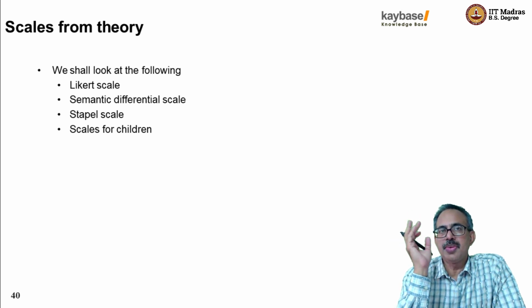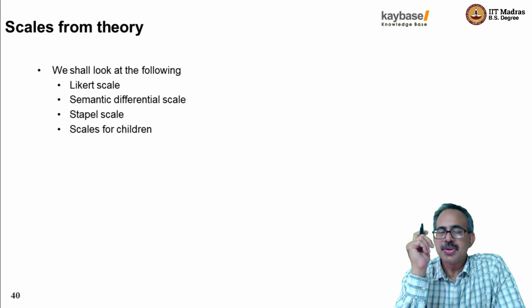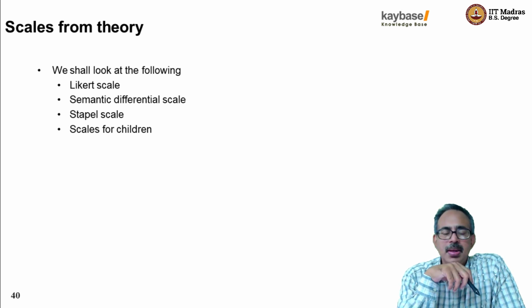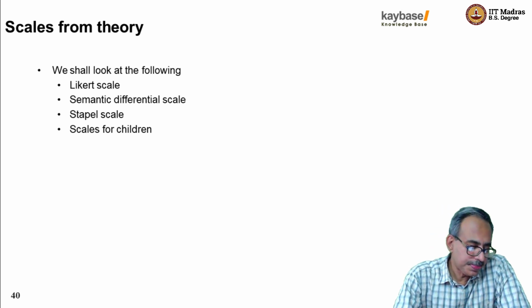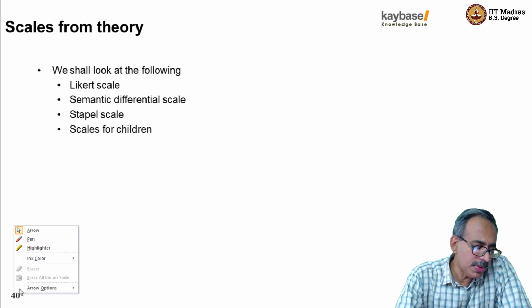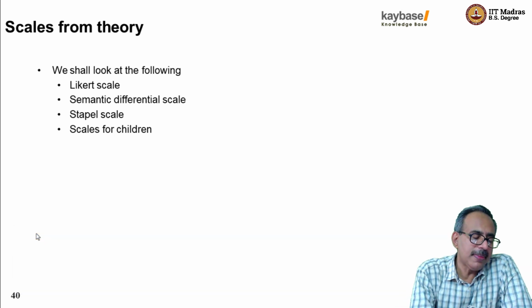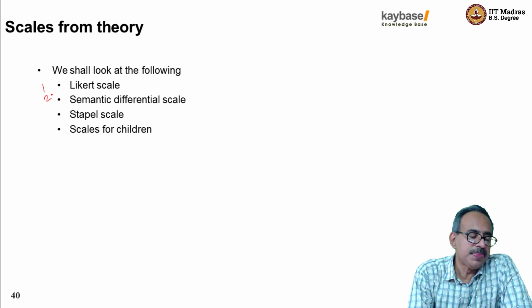So we call it verbal disposition scales. We just call it agree-disagree scales. But we'll show you the scales now. And you will see that it's not very different from what we have talked about in the earlier slides, right? So we will talk about basically three scales from theory. Likert scale, semantic differential scale, something called Stapel scale.